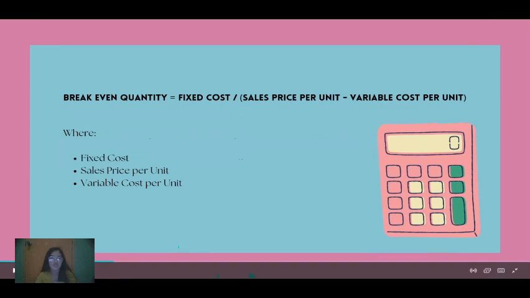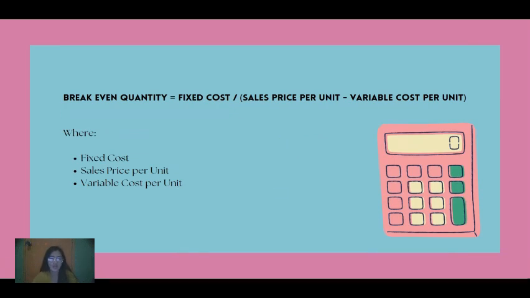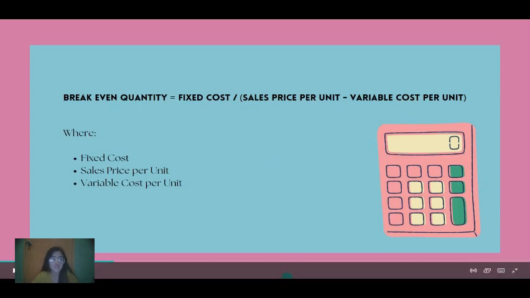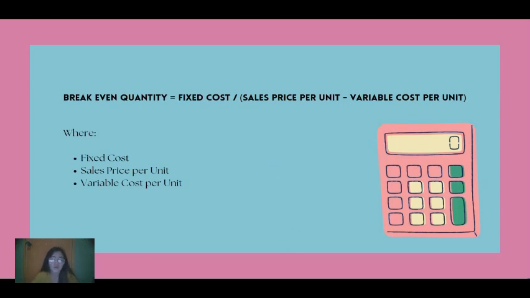Next is the break-even quantity, which equals fixed cost divided by sales price per unit minus variable cost per unit, where fixed costs are costs that do not change with varying outputs such as salary, rent, building, and machinery. Sales price per unit is the selling price per unit, and the variable cost per unit is the variable cost incurred to create a unit.